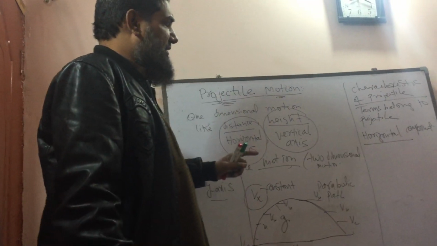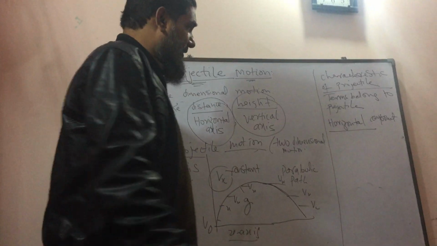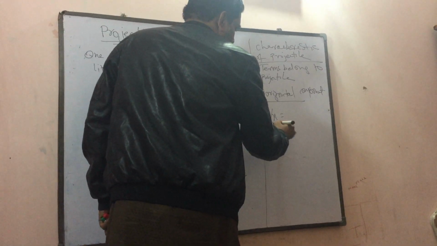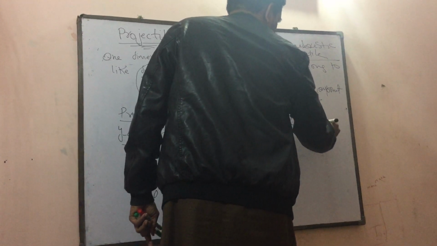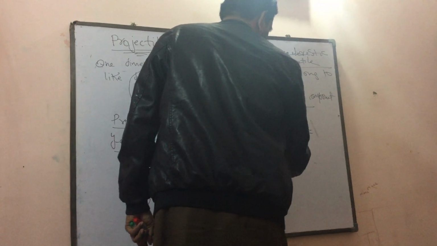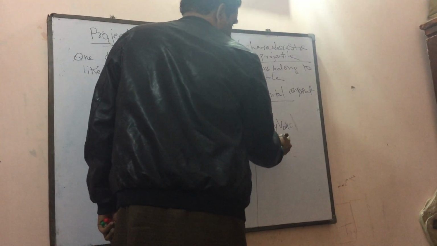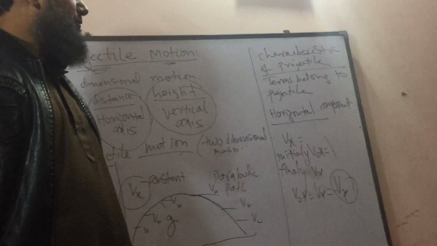Clear? When we solve projectile movement, the horizontal component is involved. What is the horizontal component? The horizontal component is Vx. It means initially v0x or finally Vx. Both remain constant. V0x or Vx, final and initial, both are constant Vx. Clear?